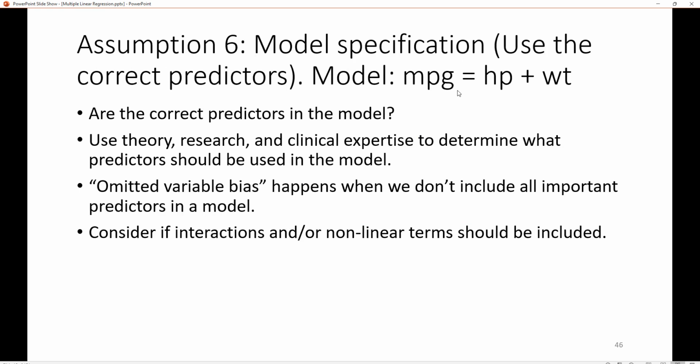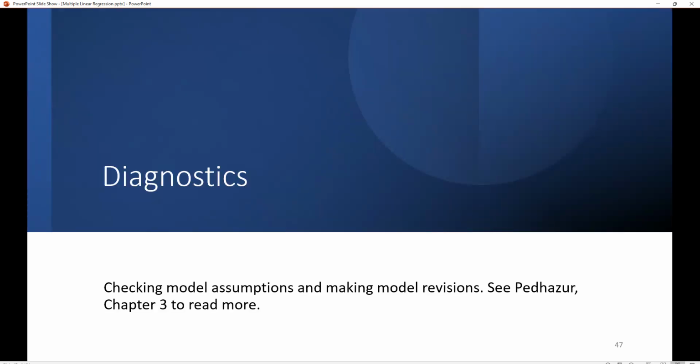And assumption 6 is the model specification. We can check by asking ourselves, are the correct predictors in the model? We should use theory, research, and clinical expertise to determine what predictors should go in the model. We want to avoid omitted variable bias, which is not including all the important predictors, and we should consider if interactions or a nonlinear term should be included. So here we have diagnostics. We'll check model assumptions and make model revisions.